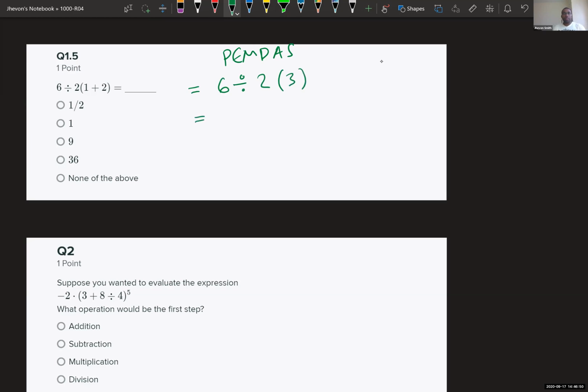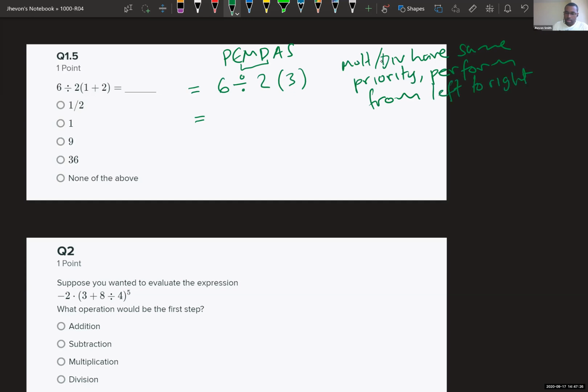Okay, what do we do now? Division. You have to divide. Did a light bulb go off? I don't know. So division is what happens next. And again, why is that? Because multiplication and division have the same priority. Perform from left to right when both appear. So that's the rule about PEMDAS that people often forget.